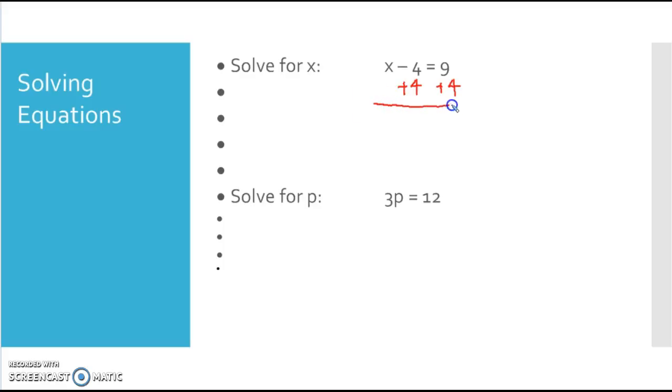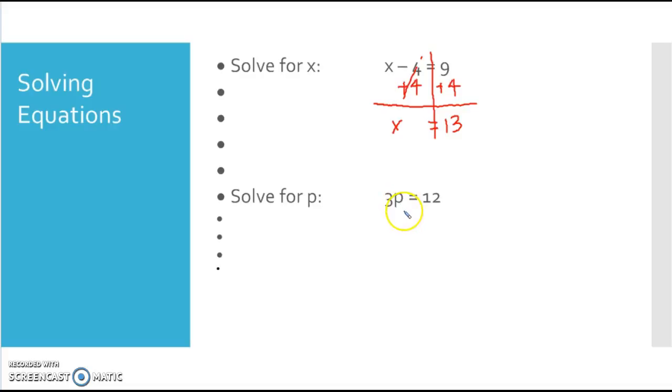Many of you have probably seen where you make your T-chart. Okay, -4 plus 4 cancels, and I'm left with x on this side equals 9 plus 4, 13. So x equals 13. Okay, for this one, 3p equals 12.